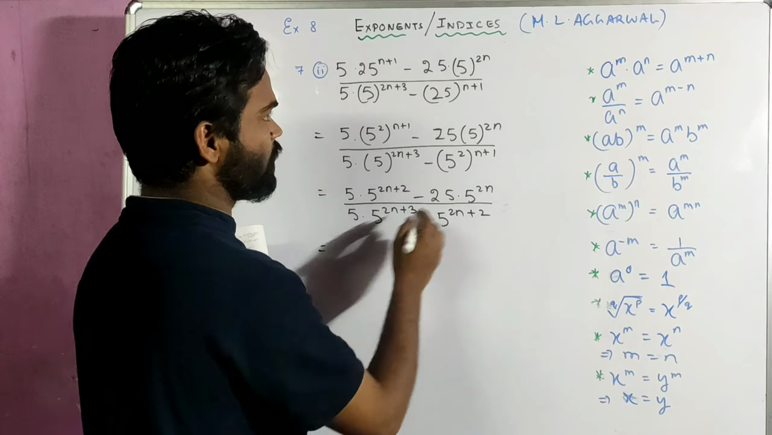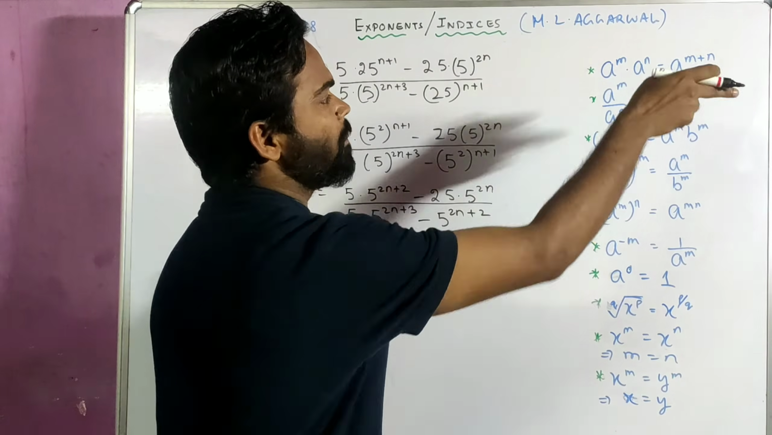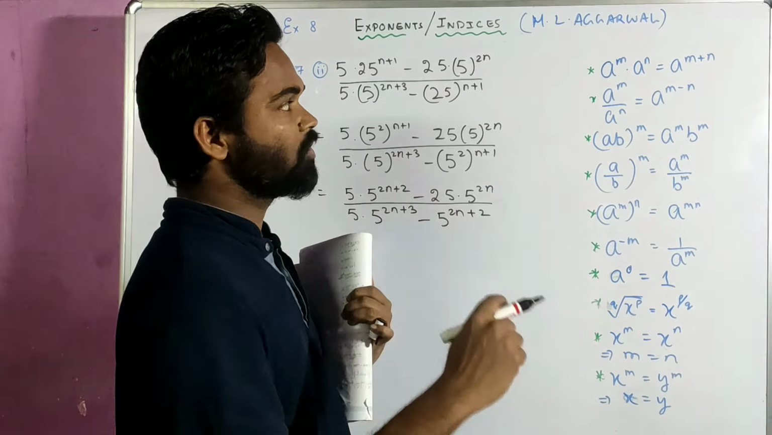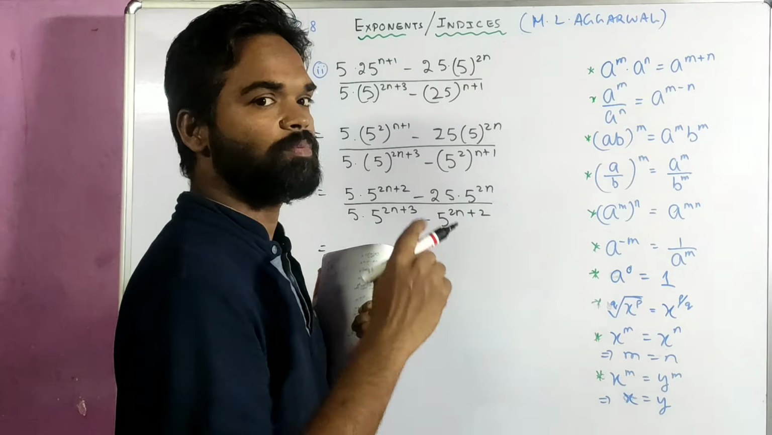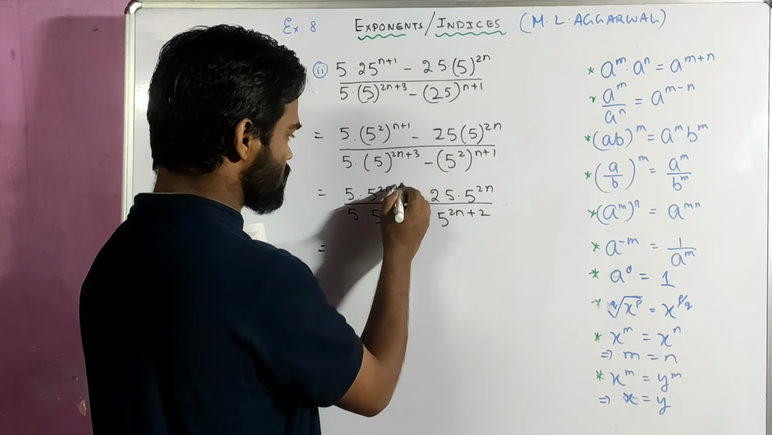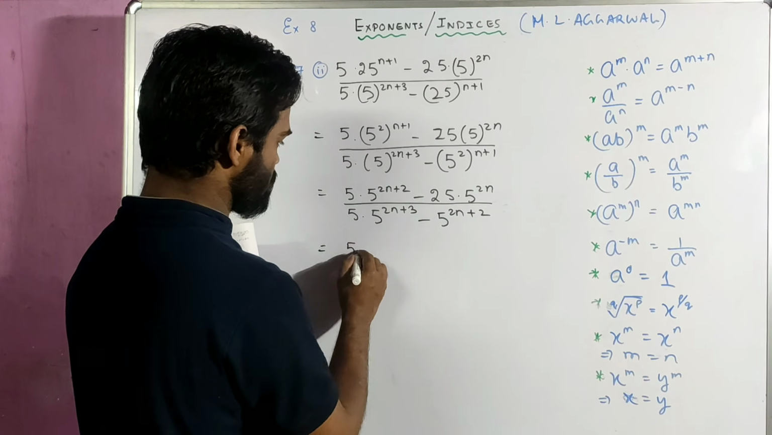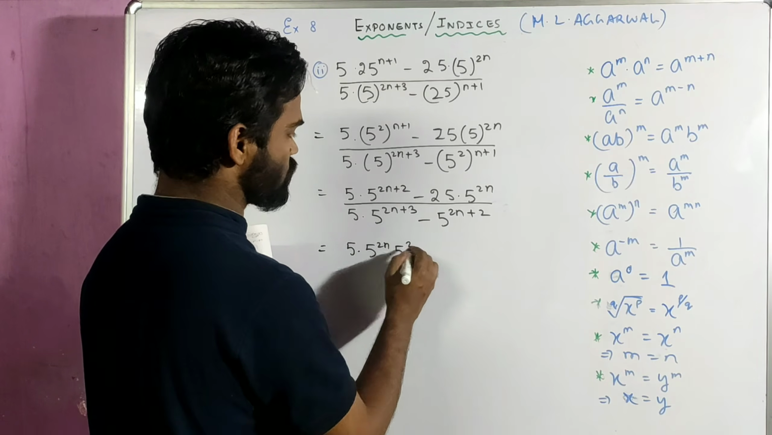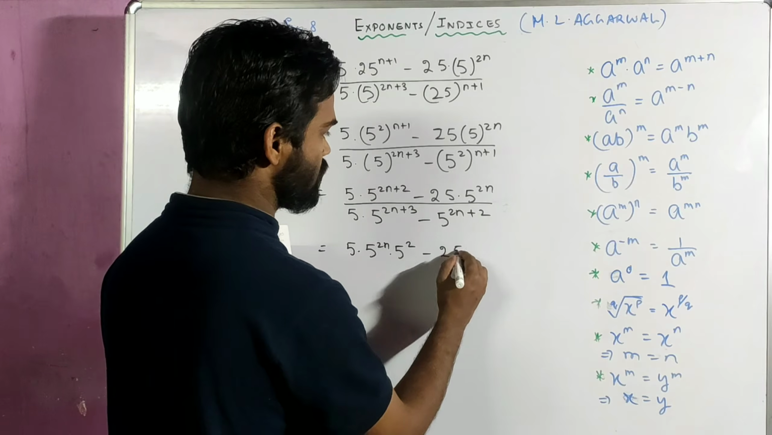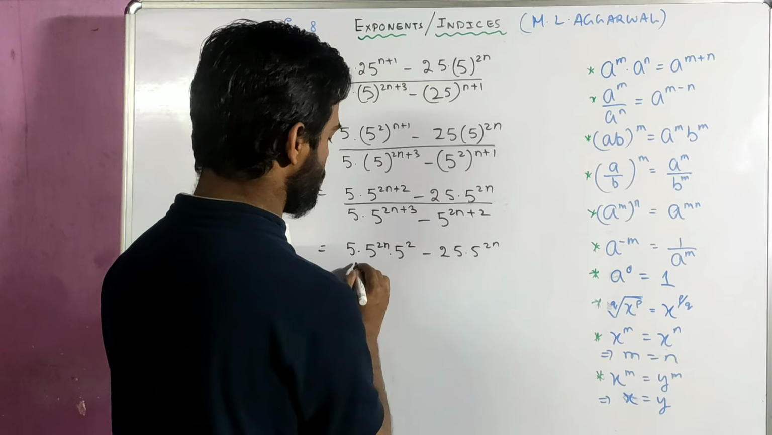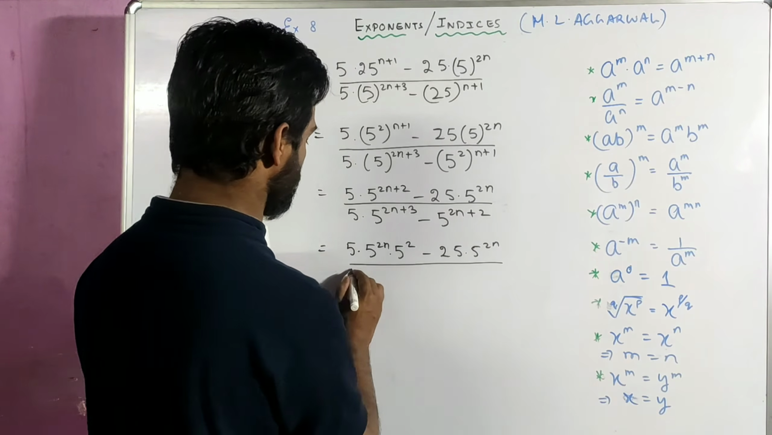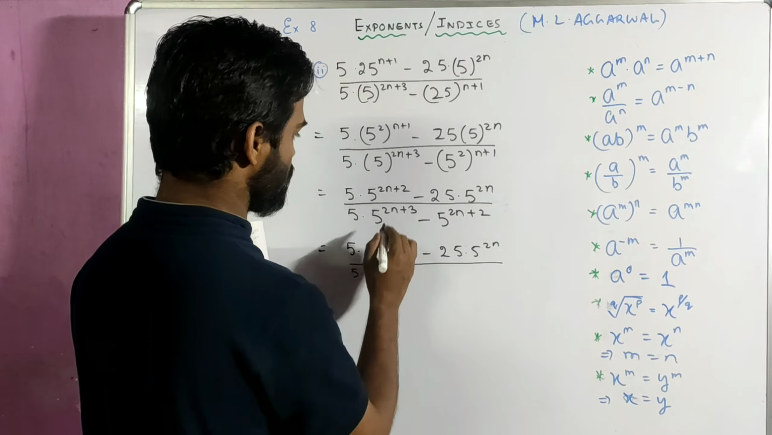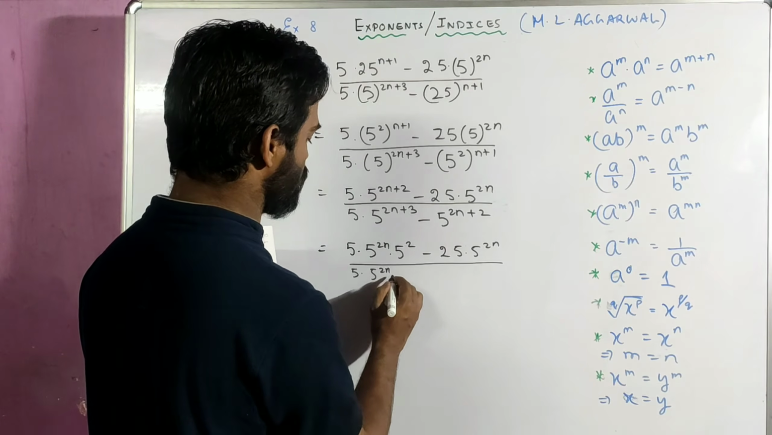Now look carefully at this one. a to the power m plus n is nothing but a to the power m multiplied by a to the power n. Similarly, this we can write as 5 to the power 2n multiplied by 5 square, isn't it? And in the denominator also can we write this one as 5 to the power 2n.